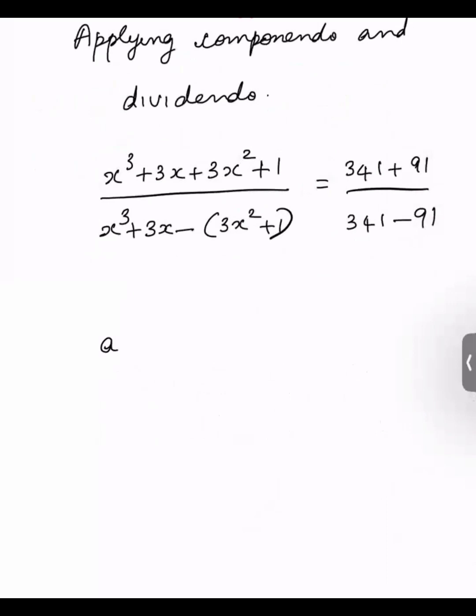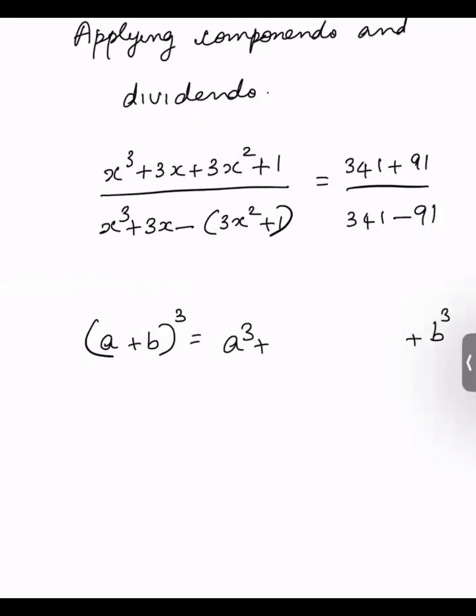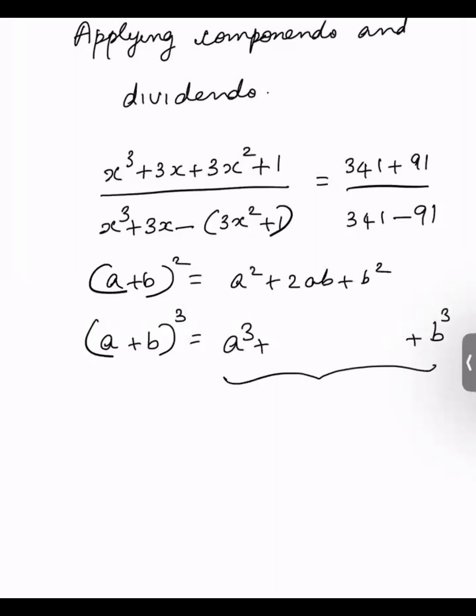Last year, A plus B whole cube you have learned in expansions chapter. So when the power is 3, A plus B the whole cube, there will be 4 terms. A plus B the whole cube means power is 3. So there will be 4 terms in the expansion. If it was A plus B whole square, there will be 3 terms: A square plus 2AB plus B square.